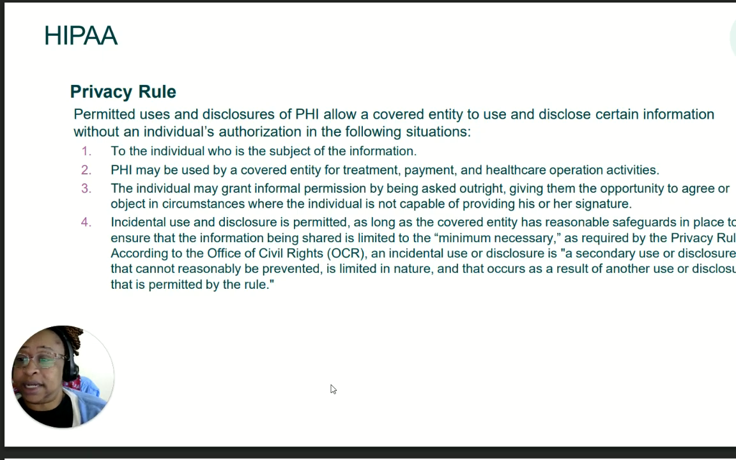Lastly, incidental use and disclosure is permitted as long as the covered entity has reasonable safeguards in place to ensure that the information being shared is limited to the minimum necessary as required by the privacy rule, according to the Office for Civil Rights. An incidental use or disclosure is a secondary use or disclosure that cannot reasonably be prevented, is limited in nature, and occurs as a result of another use or disclosure that is permitted by the rule.